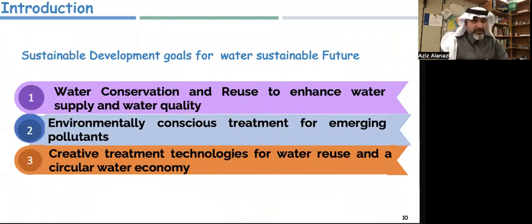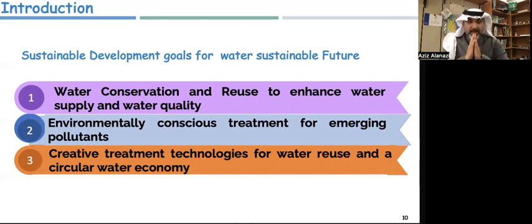Sustainable development goals for a water sustainable future. Water conservation and reuse to enhance water supply, water reuse, water reuse again. I always focus on water reuse, to be environmentally conscious and for treatment of emerging contaminants and pollution. Creativity and innovation are very important in any approach in our life, I believe. So creative treatment technology for water reuse and a circular water economy.